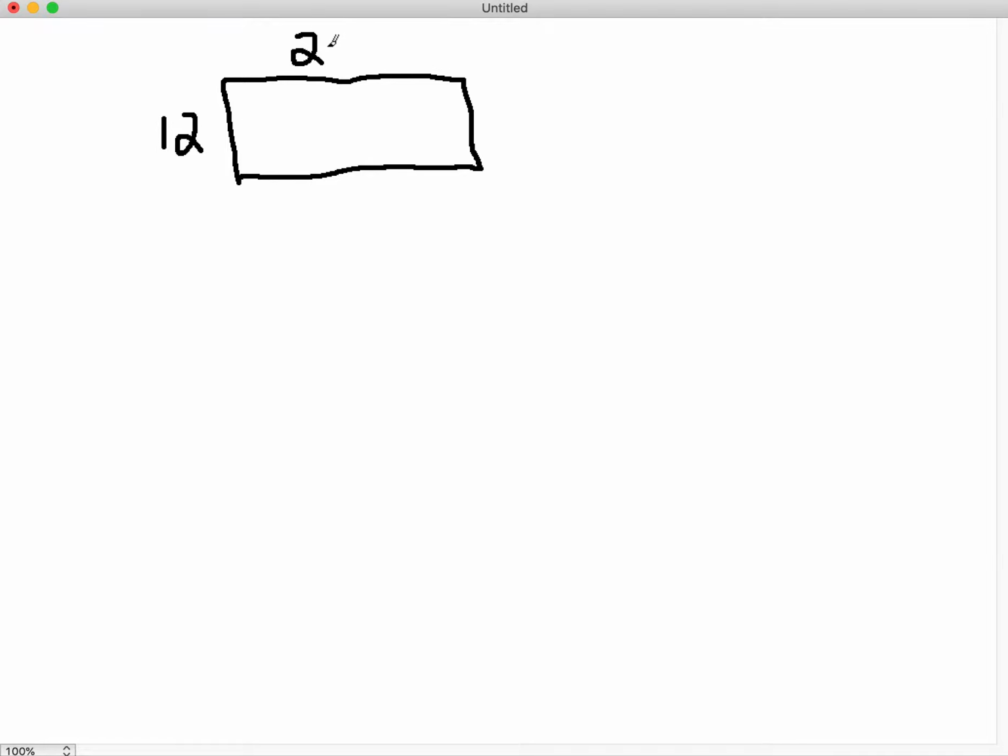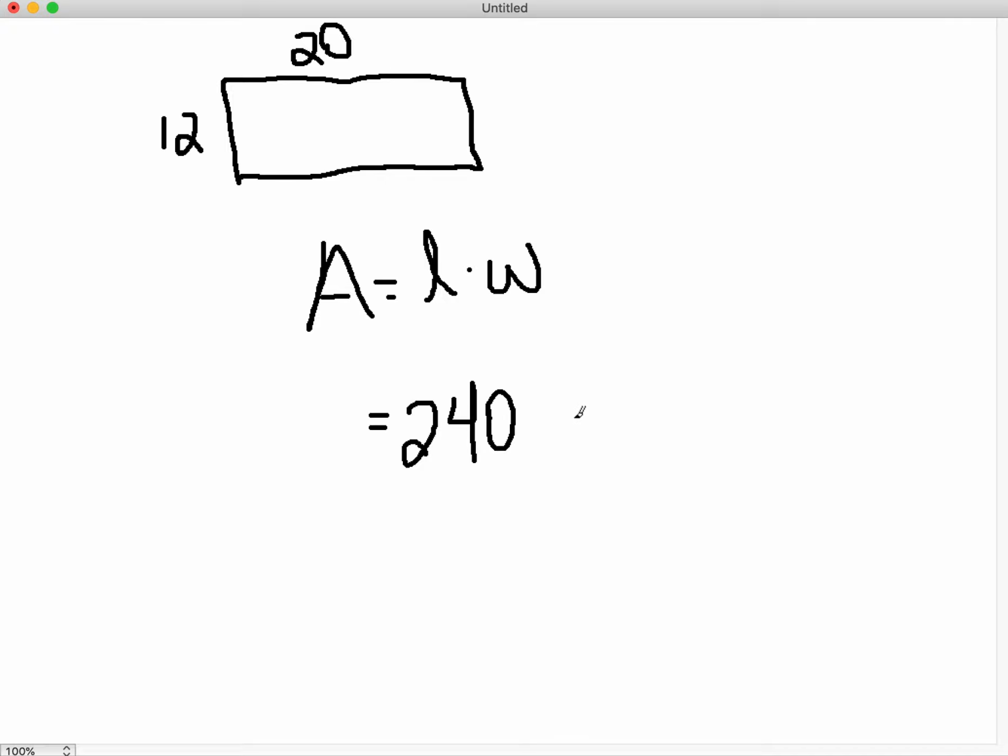So if I have a room that let's say is 12 by 20 feet, if I wanted to find the area of a rectangle, we do that as length times width. So I can take the 12 and the 20 and multiply those two values together. And that gives me 240. And then let's say each of these measurements is in feet, so then my unit would be feet squared.